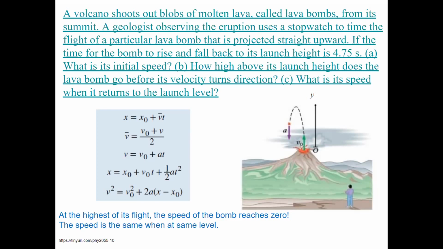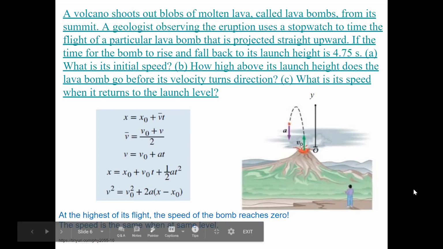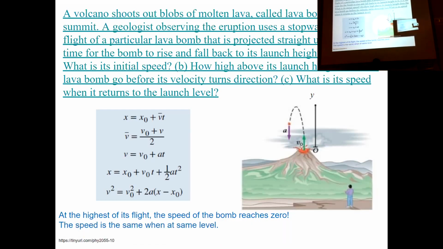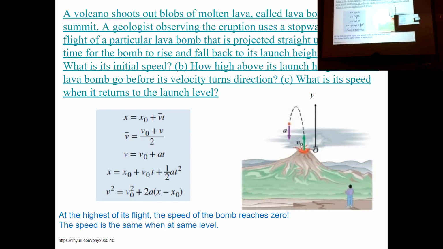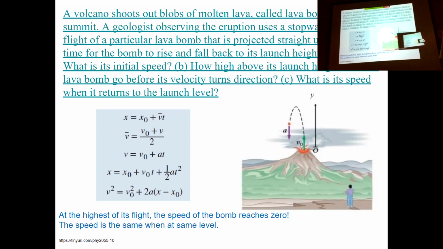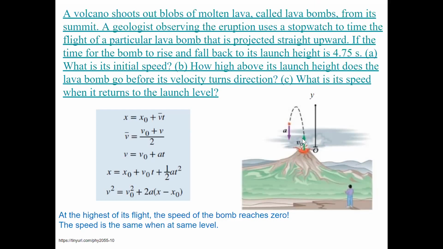Sorry, I think I didn't put that on the PowerPoint slide, okay? So, all right, so at the summit, when it is first being erupted and then comes back, the speed is the same. At any other levels, okay, if they are the same height, then you can also expect the speed to be the same, okay, just different numbers, okay.